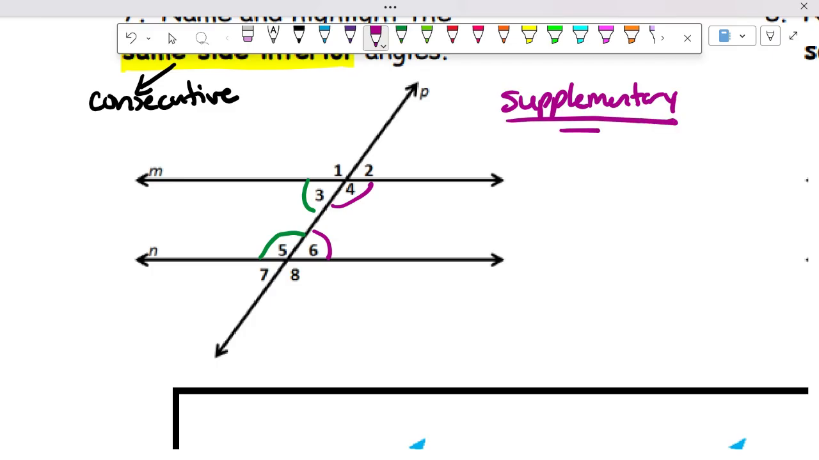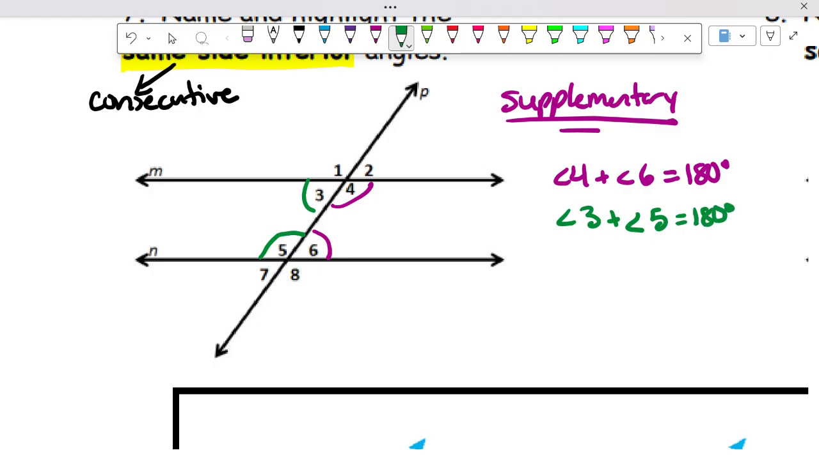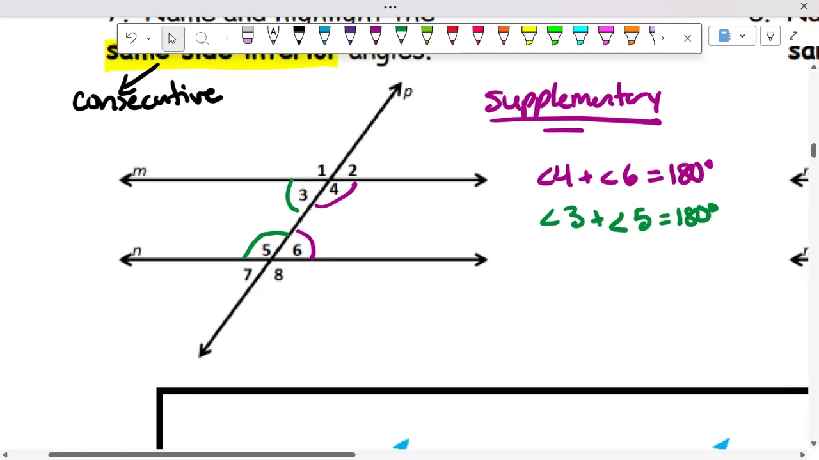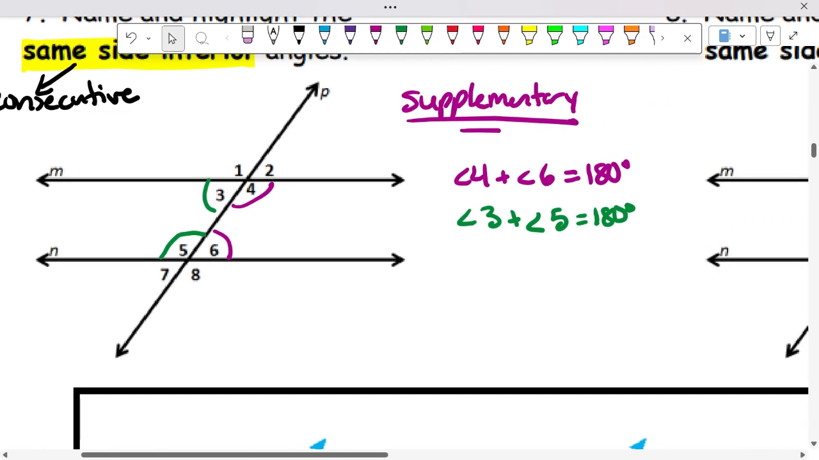So that means that angle 4 plus angle 6 equals 180. And angle 3 plus angle 5 is equal to 180. Now, just so you know, and you may want to highlight this, linear pairs are still a thing with angles. Some examples of a linear pair: 7 and 8. That's a linear pair. Still means that they're supplementary.